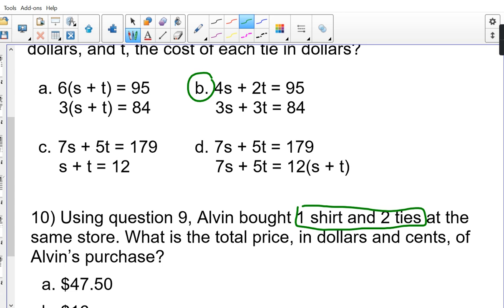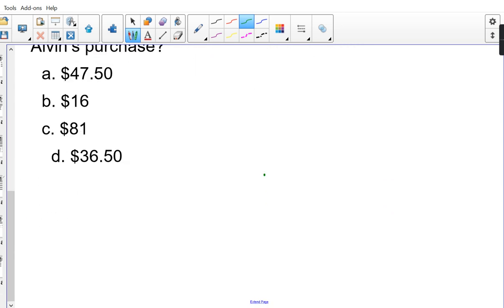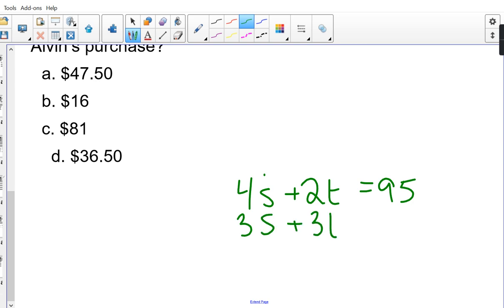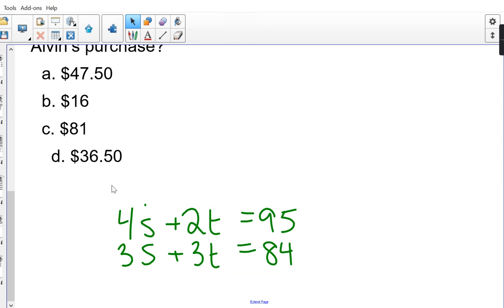How are we going to find that information? Well, we're using question 9. So same store, same prices. We are using the system of equations that we have in question 9 to help us find the cost of a shirt and the cost of a tie in order to figure out the cost of Alvin's purchase. So I'm going to copy down that system of equations down here. It was 4s plus 2t equals 95, and 3s plus 3t equals 84. And what we need to do is solve for shirt and tie.